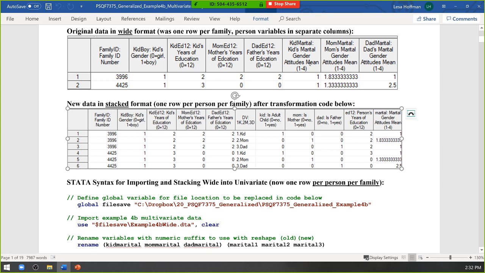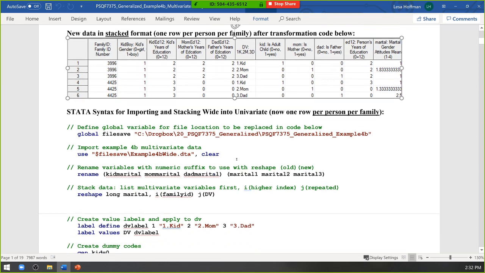So I had to recode them. So I had kid marital, mom marital, and dad marital. The first thing that I had to do was rename them to have numeric suffixes, because that is insisted on by Stata and to use the reshape command. Once I did that, then they all go into a single column called marital. The 1 versus 2 versus 3, that information was saved into a new column called DV.